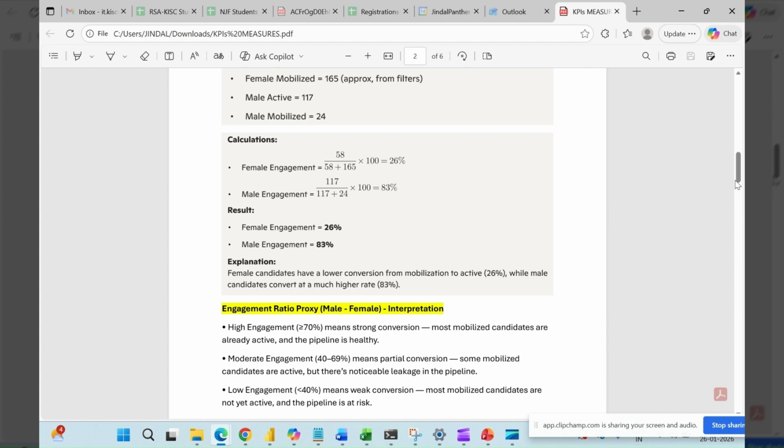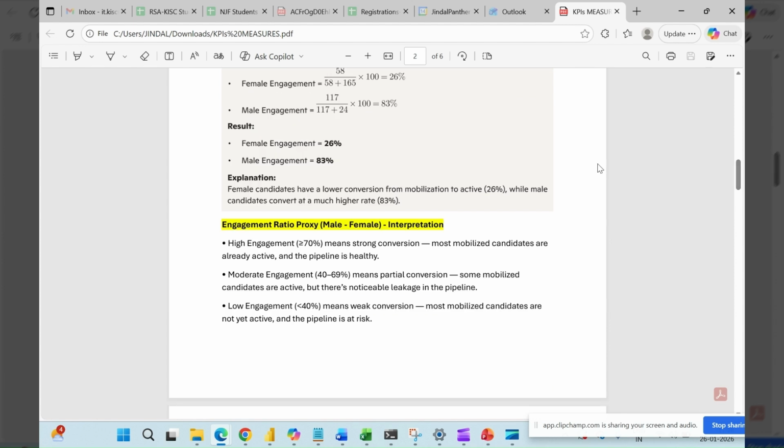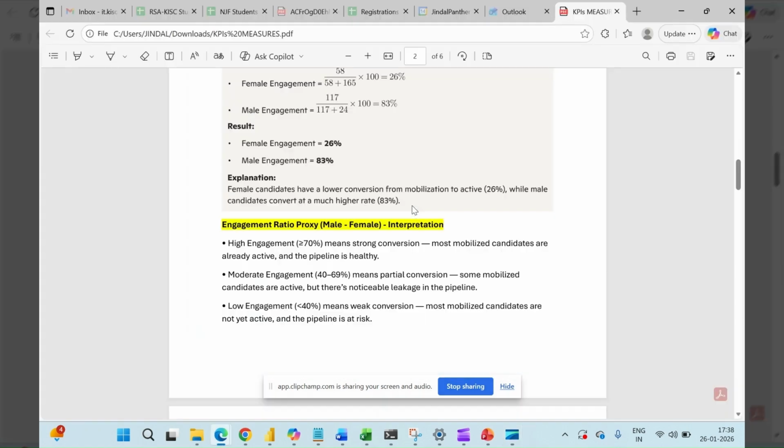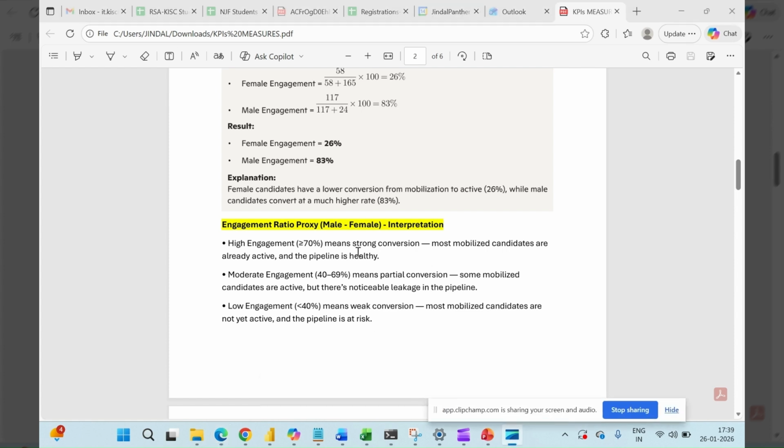The explanation is that female candidates have a lower conversion rate, while male candidates have a much higher rate of 83%. So it means that females are at low engagement, and males are at high engagement. What does this mean? Low engagement means weak conversion: most mobilized candidates are not yet active, and the pipeline is at risk. High engagement means strong conversion: most mobilized candidates are already active, and the pipeline is healthy. And for moderate, there is a noticeable leakage in the pipeline.